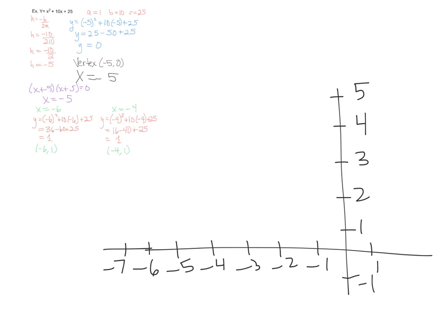So let's graph this. My vertex is at (-5, 0). My line of symmetry is x equals -5. And my 2 points are (-6, 1) and (-4, 1). And my graph looks like a U, at least as best as I can make it. So there is the graph for the equation y equals x squared plus 10x plus 25.